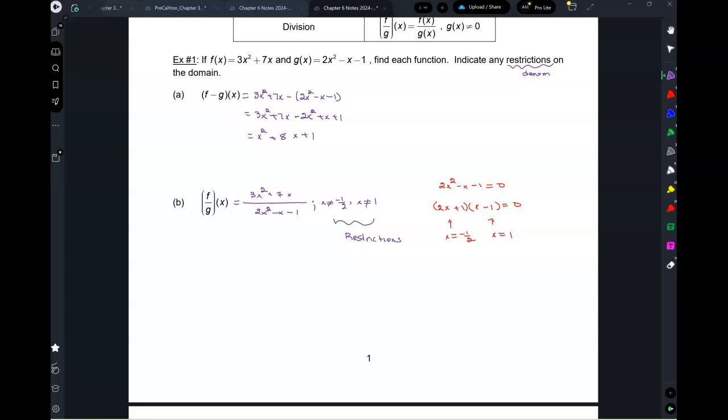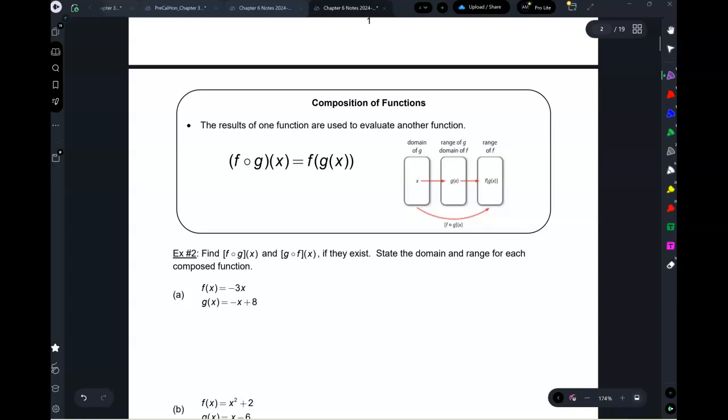Okay, let's move on. Composition of functions. So just like we can add and subtract functions, we can also nest functions. You can actually put one function inside of another.